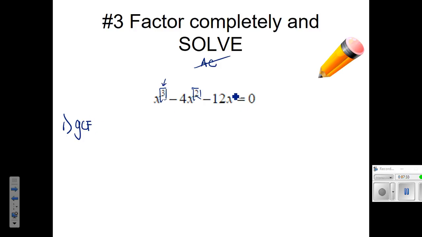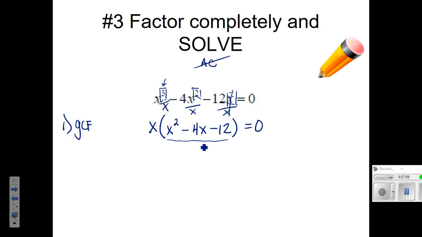What do they all have in common? Well, looky there. They all have an x in common. So I'm going to take an x out of each one of them. X cubed divided by x is x squared. X squared divided by x is an x. And negative 12x divided by x is negative 12. All right, now that was the first type of factoring. Now we have to look at this and see if it's factorable again.